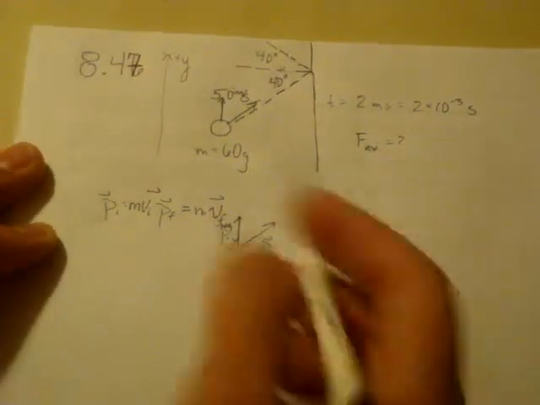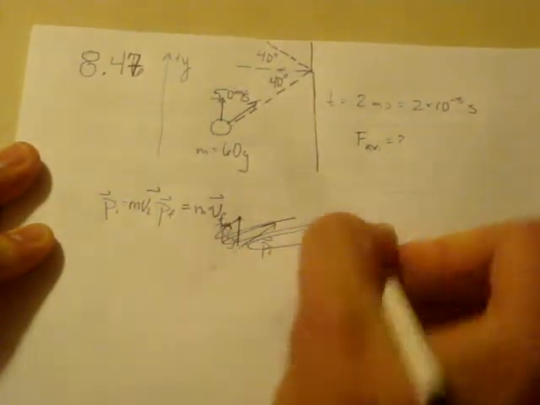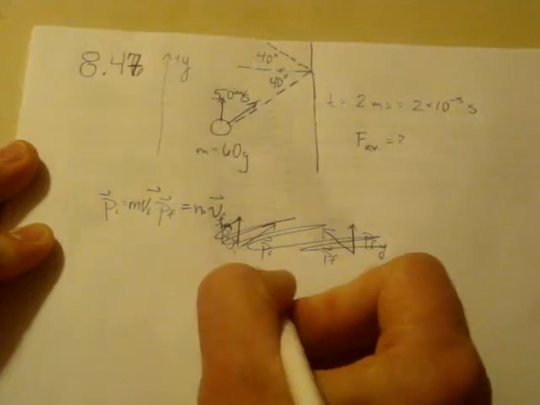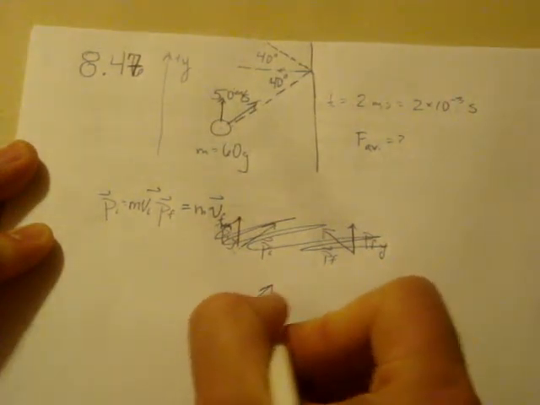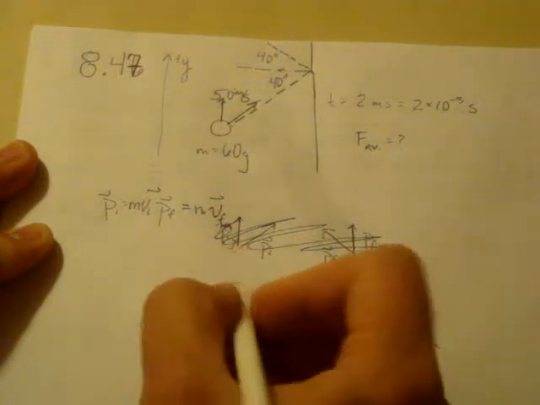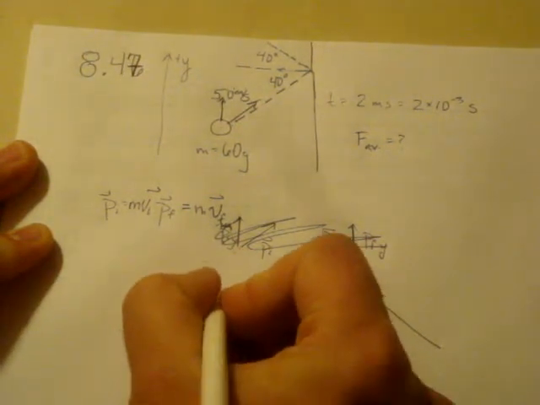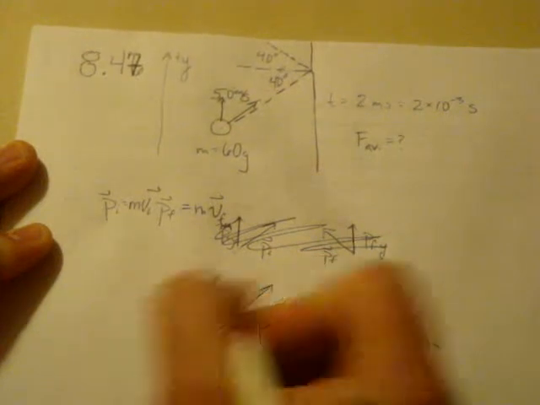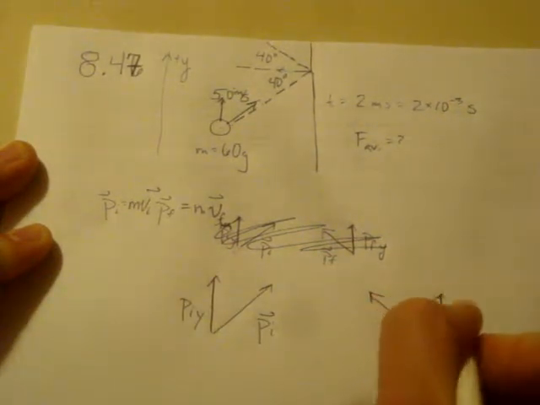I'm not sure if that's really showing up. Maybe I should write a little larger. Let me draw those a little bit larger. So here was our initial momentum, and our final momentum, and the y component of that initial momentum and the y component of that final momentum.